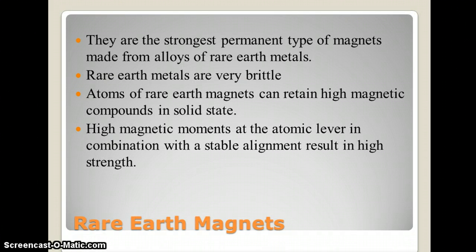Next, we're going to learn a little bit about some rare earth magnets. These are the magnets that are used during the experiment. They are the strongest permanent type of magnets, made from alloys of rare earth metals. Rare earth metals are very brittle, which is why you have to take precaution when using rare earth magnets, because they are capable of breaking. The atoms of rare earth magnets can retain high magnetic compounds in a solid state. High magnetic compounds at an atomic level in combination with a stable alignment result in high strength, which is why it is important that you keep them aligned.